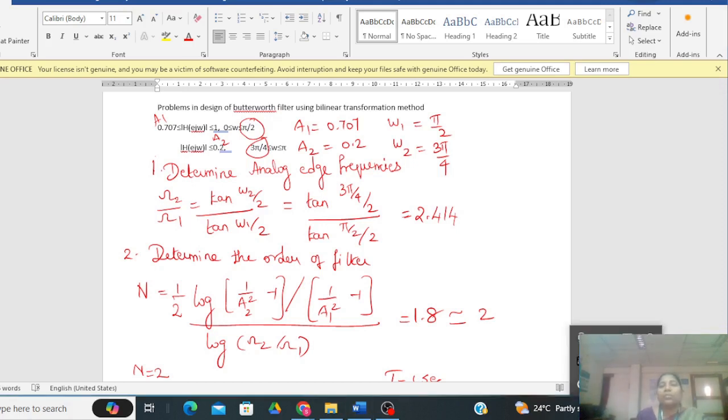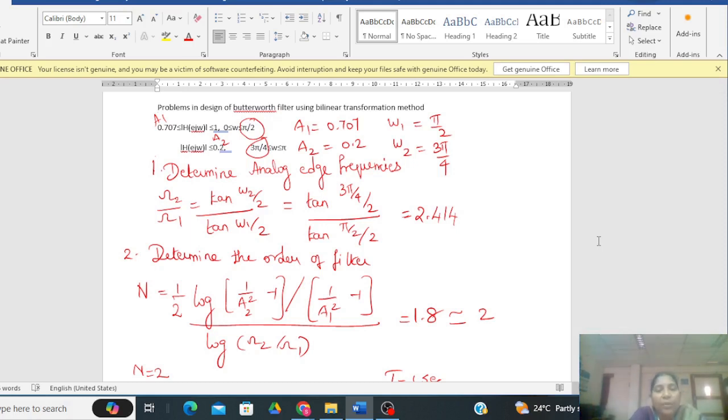So in this the given data are the gains A1, A2, where A1 is 0.707, A2 is 0.2, and the frequencies are ω1 is π/2, ω2 is 3π/4. With these four data we have to undergo the design procedure.